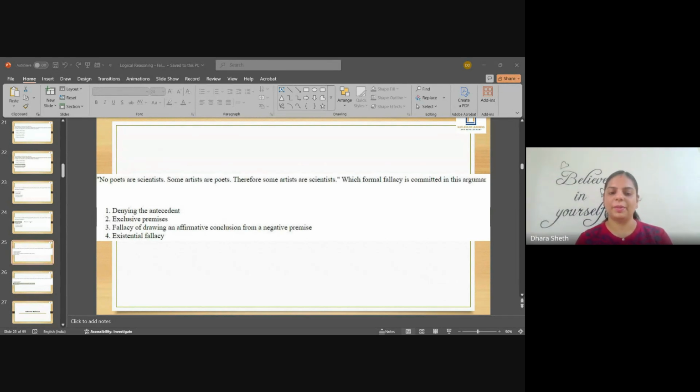Because when a premise is negative, at least one negative premise means the conclusion has to be negative. So the conclusion cannot be positive. See, here the middle term, poets, is distributed in the first premise. So undistributed middle cannot happen. It's not even there in the options. The second premise is affirmative, so exclusive premises cannot happen. And poets, scientists, artists, all of them exist, so existential fallacy is also not there.